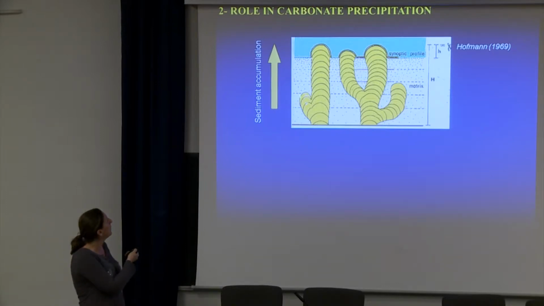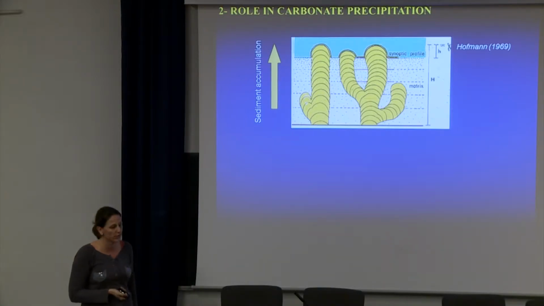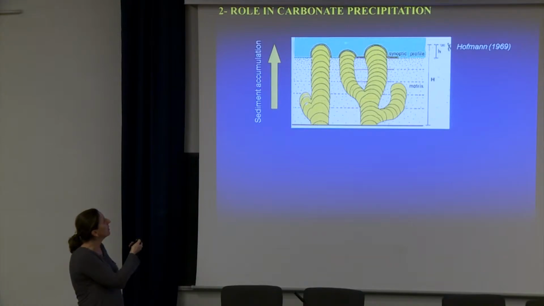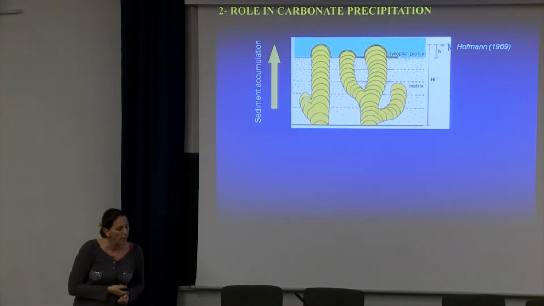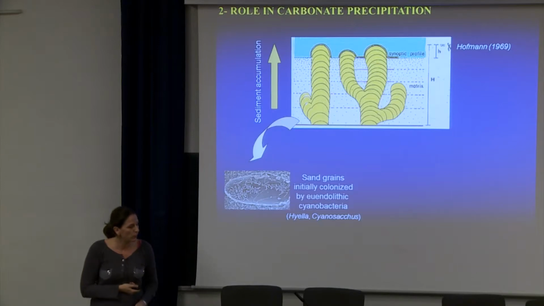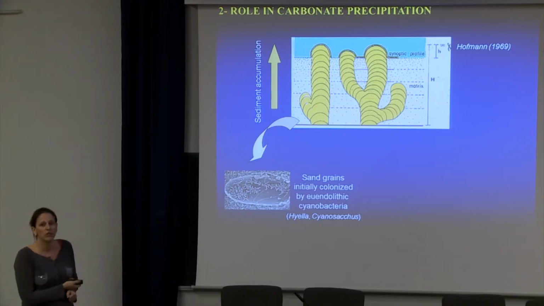They get buried, there is sediment accumulation, and the Schizothrix filaments are growing upward to keep getting some light and nutrients. So the soft part, or the live filaments of the Schizothrix, are located actually at the surface here. And as sand is entrapped, the sand grains are initially colonized by euendoliths, which are able to grow on rolling sand on the bottom or resuspended sand. They are very specific, and this is the Hyella and the Cyanosaccus.